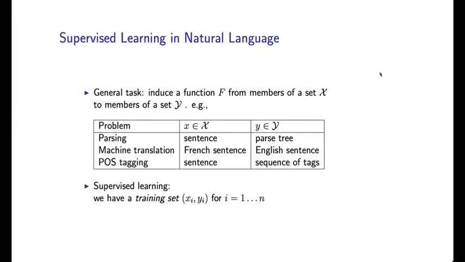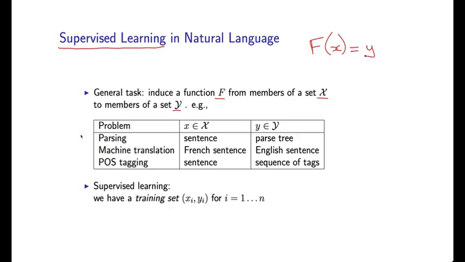So let's first give a brief review of what we've seen so far in this class. Many of the problems we've considered involve supervised learning. In supervised learning problems, the general task is to learn some function, capital F, that maps members of some set, capital X, the set of possible inputs, to members of some set Y, the set of possible outputs. So we have some function F which maps some X to some Y.